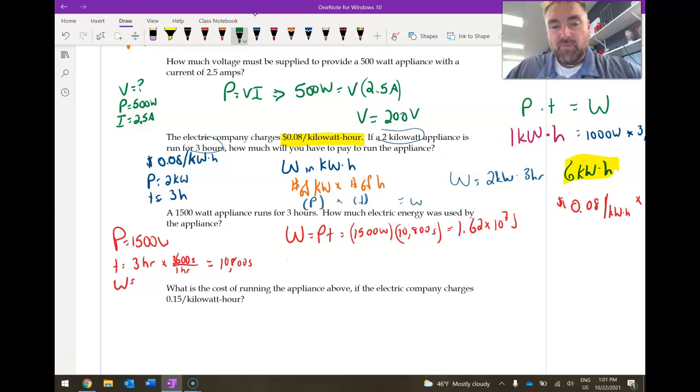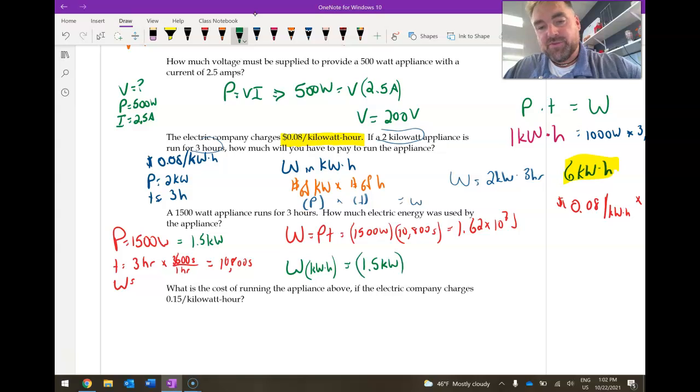So if we want the energy done in kilowatt hours, I'm just going to have to find the number of kilowatts. Well, 1,500 watts, in order to change it to kilowatts, I'm going to divide by 1,000, so 1.5 kilowatts. So I would go 1.5 kilowatts times the number of hours, which in this case is 3 hours. So that's going to give me 4.5 kilowatt hours. Both of them are acceptable.